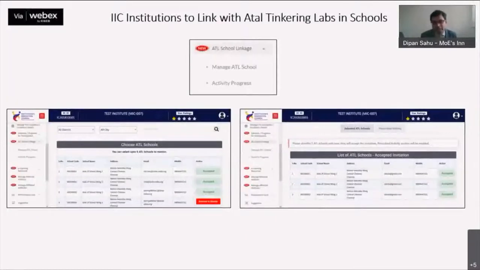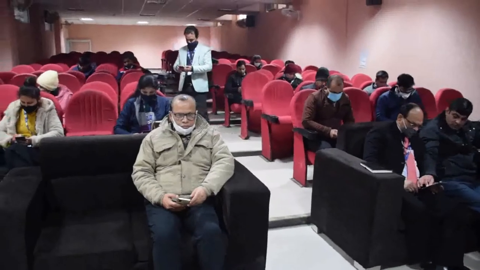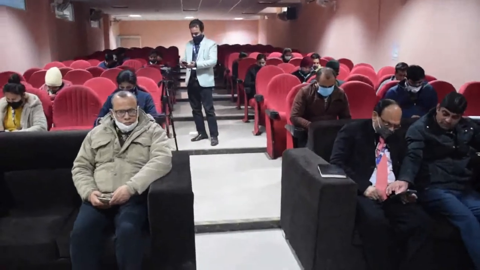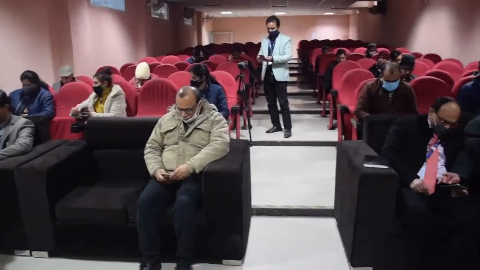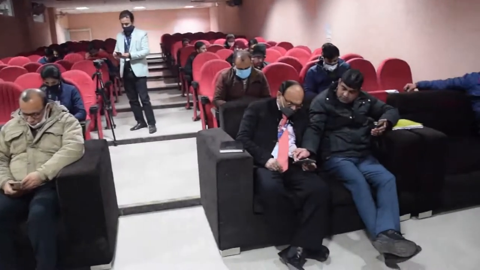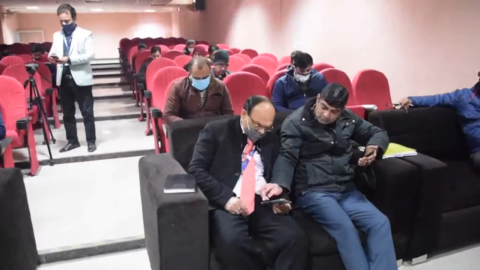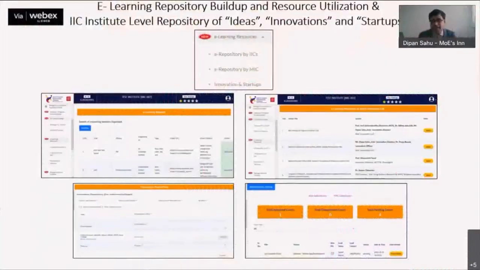And they have to onboard these Atal Tinkering Labs for conducting the activities. For the e-learning repository, as I already mentioned, there will be a repository of e-learnings where IIC institutions' and MIC-conducted expert sessions are put together. This consolidated and huge repository of e-learning materials has to be utilized by the IIC institutions for conducting training sessions and lecture sessions, and also as teaching material in their classroom sessions.